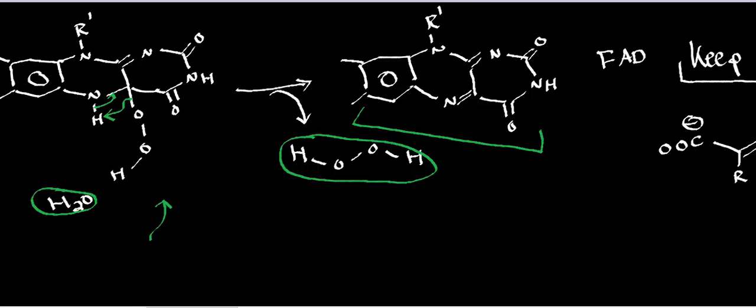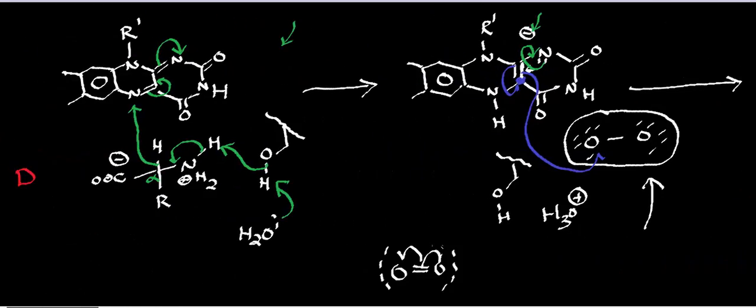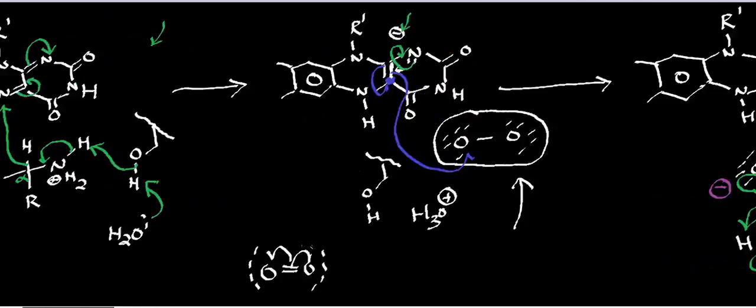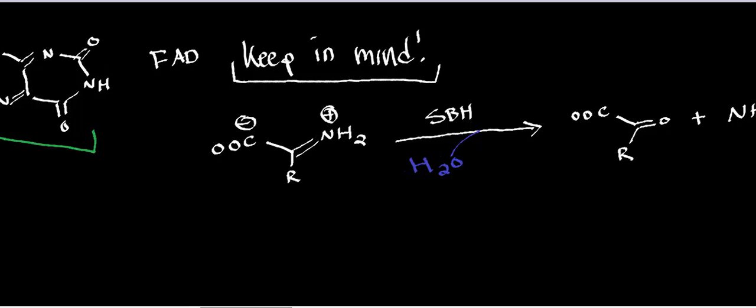Well, now we've regenerated FAD, but there should be a burning question in your mind. And that question is, what happened to the original D amino acid? Remember that we formed the Schiff base in the first step of the mechanism. Well, we still have that Schiff base, and it exits the active site.